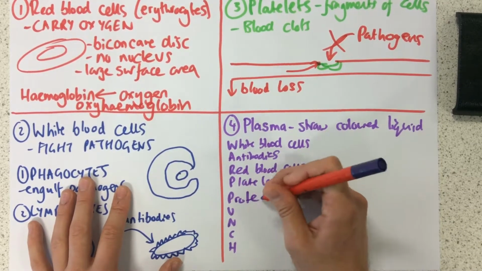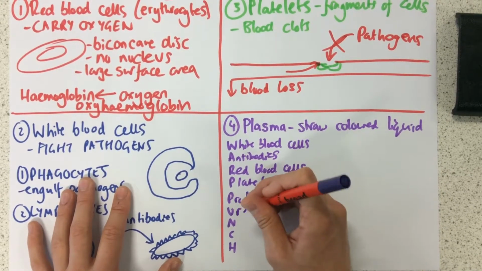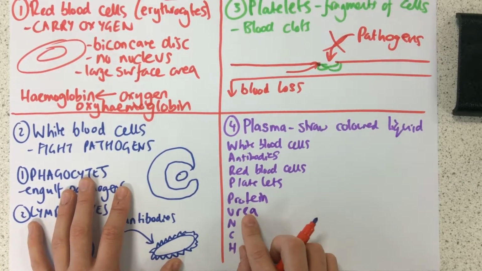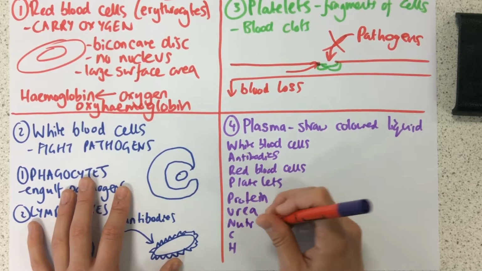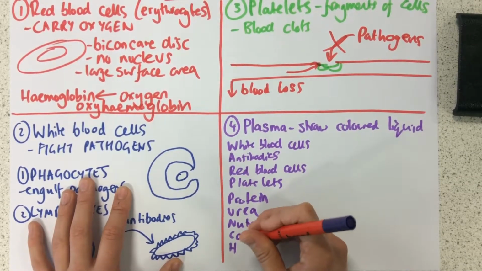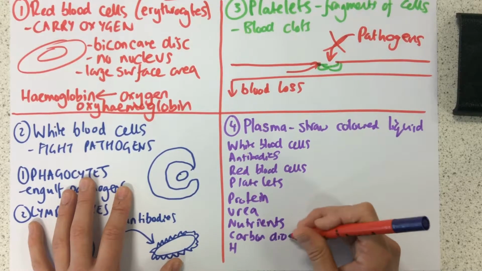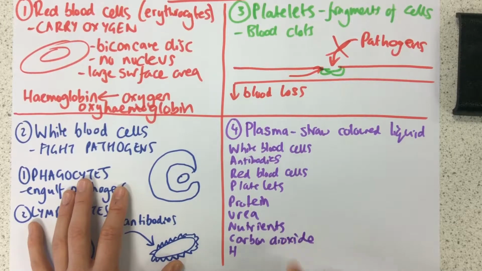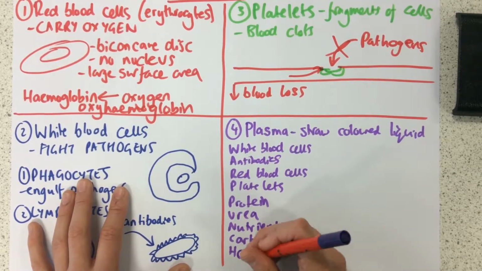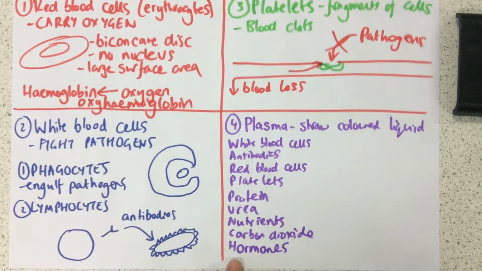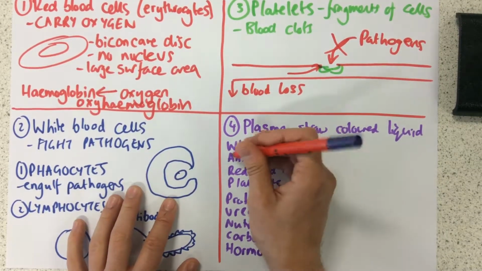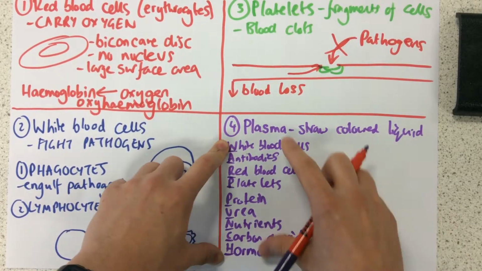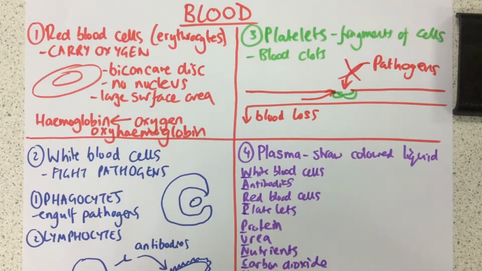It also carries along proteins. There will also be urea, which is a waste product produced from the liver to the kidneys. We will have nutrients carried along in the blood. We will also have carbon dioxide, because this is a waste product from respiration, so we want to take this to the lungs to get rid of it. And we'll also have hormones. Hormones are chemical messengers that travel in the blood. So if you can remember warp, punch, you should hopefully remember all of the different things that are contained in the blood.